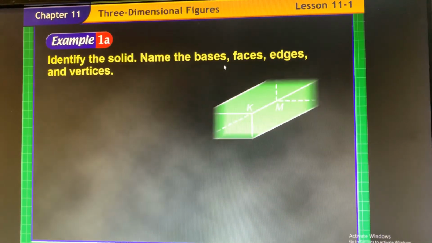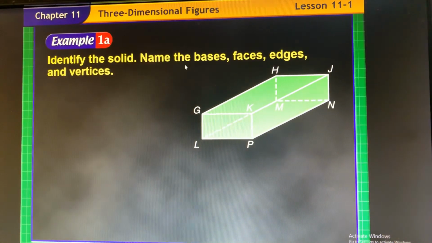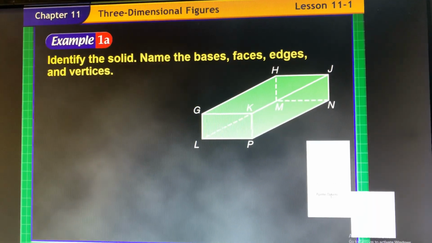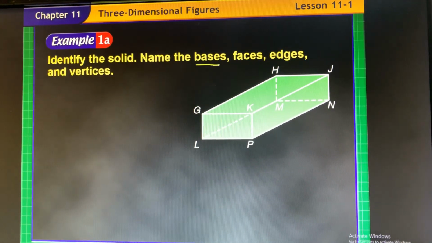Okay, so here we go. Identify that solid, and it says name the bases, faces, and edges. So let's grab a pen. You're going to be naming the bases, faces, and edges of the figure. When you look at this, can you recognize that it is not a pyramid and that indeed it is a prism? Because like I said, a prism has rectangular faces. This is not coming to a solid point. There are no triangles on here.